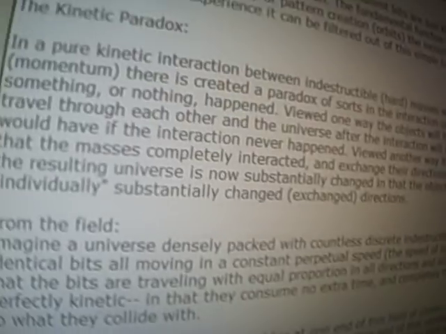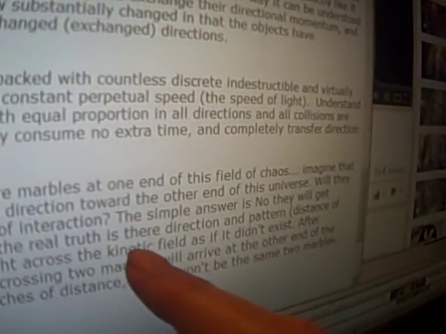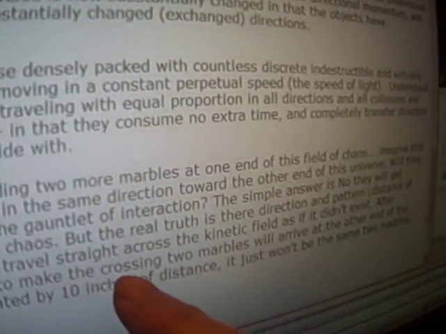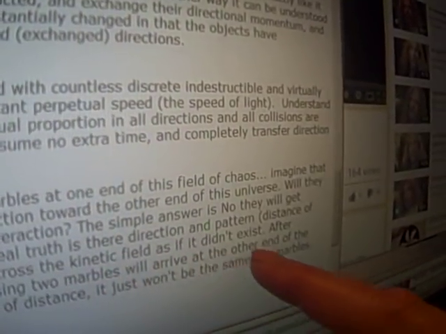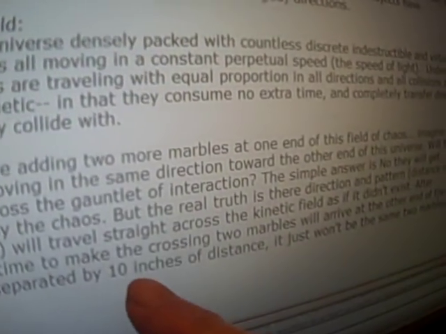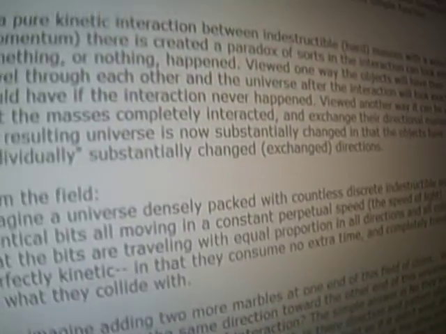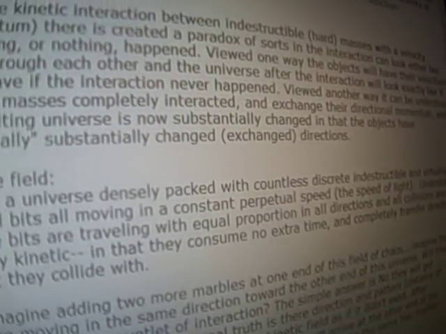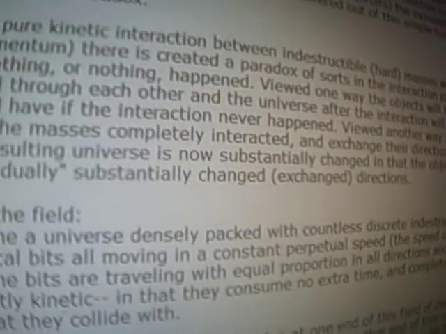So, the simple answer is no, but the real truth is the direction and pattern, distance of separation, will travel straight across the kinetic field as if it didn't exist. After sufficient time to make the crossing, the two marbles will arrive at the other end of the universe, separated by 10 inches of distance. I guess I should put the 10 inches up here somewhere, right? I think that's missing. Anyway, it just won't be the same two marbles.